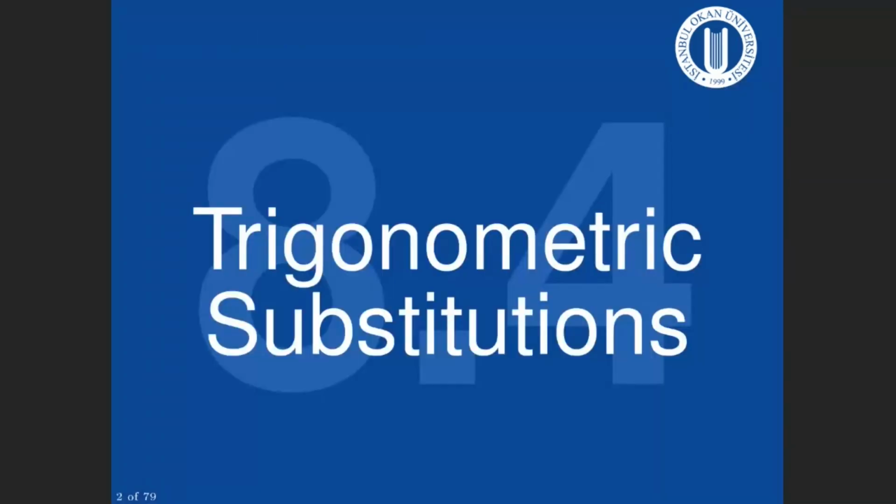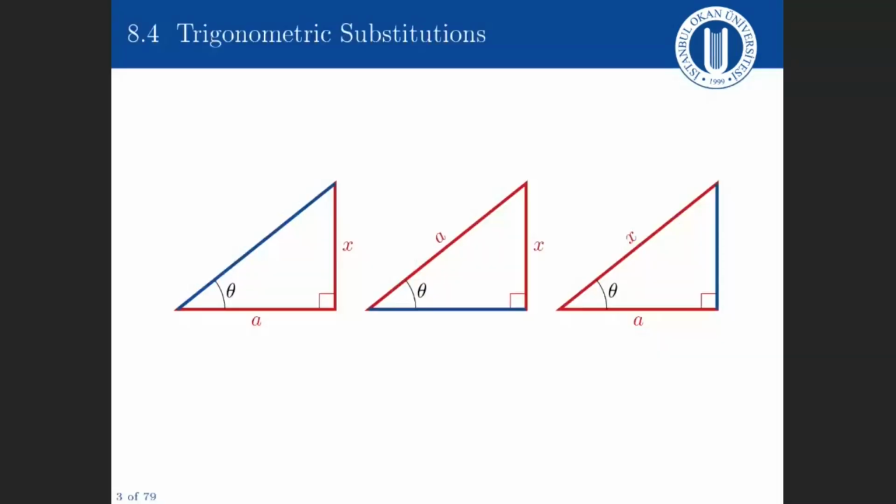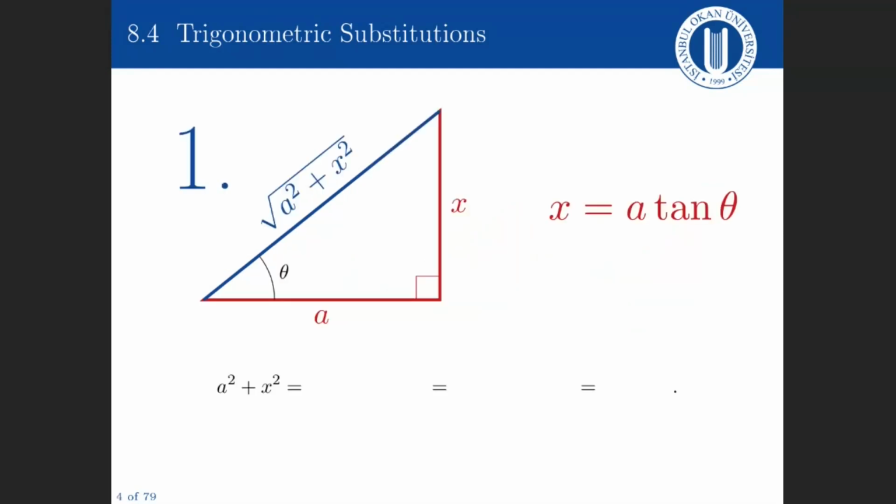I'm going to start by talking about trigonometric substitutions, using trigonometric substitutions to calculate some integrals. And this section is based on these three triangles. We're going to pick two sides of a triangle and call them A and X, and then we use Pythagoras to define the other side, the blue side. Let's look at this triangle first of all.